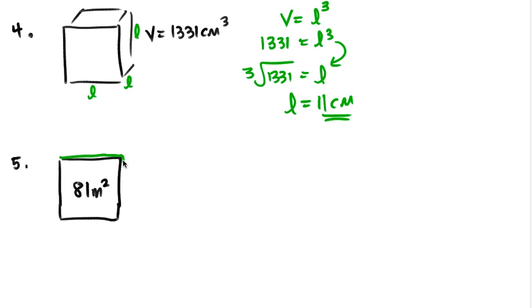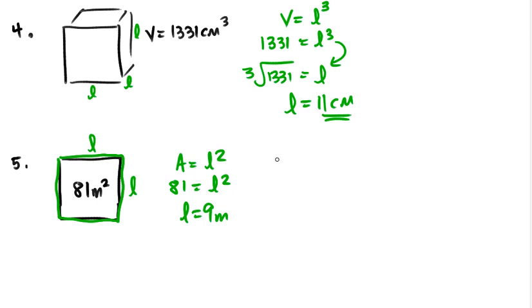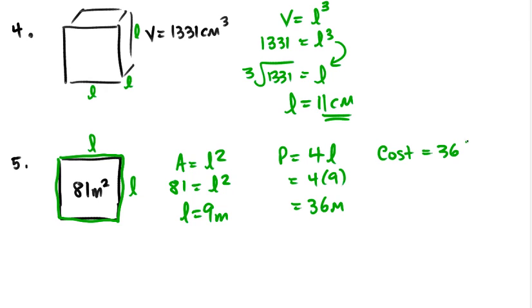She wants to build a fence around the outside, so I need to know the lengths. It's a square, so the area of the square is L squared. In this case, it's 81 equals L squared. Taking the square root gives me 9 meters on each side, and so the perimeter is 4L, which is 4 times 9, which is 36 meters, and the cost is $15 for each meter. So the cost is 36 meters times $15 a meter, which gives me a grand total of $540.